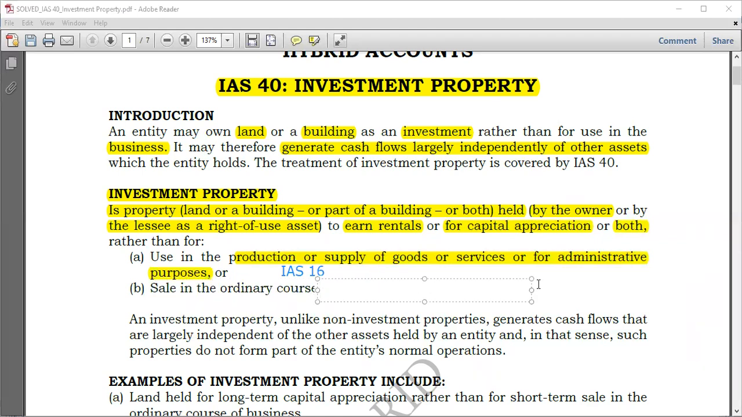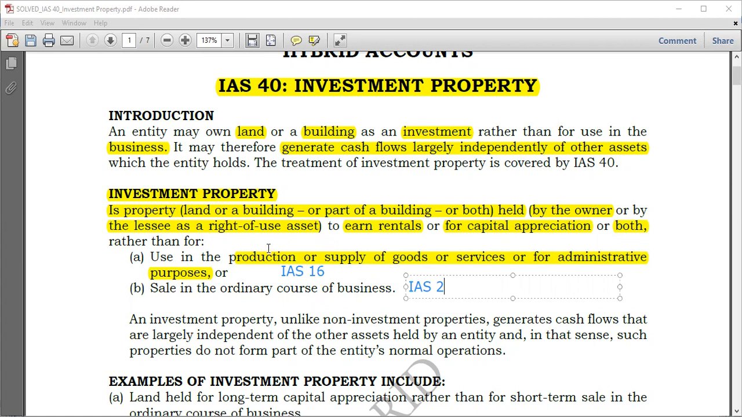When you are saying that something is used for sale in the ordinary course of the business, let's presume that maybe you have those housing companies or institutions that are building houses with the aim of selling them. In that case, that one is called inventory, and the inventory is explained under IAS 2. Right. So we define investment property under IAS 40, but we say that if you have land or building that is held for sale in the ordinary course of the business, that one should be inventory.